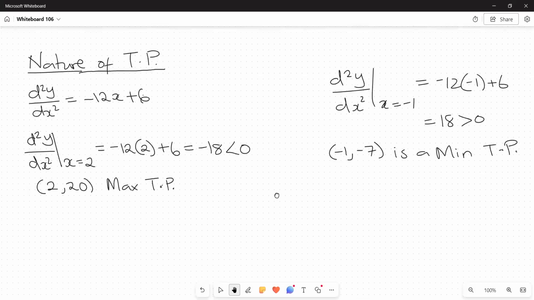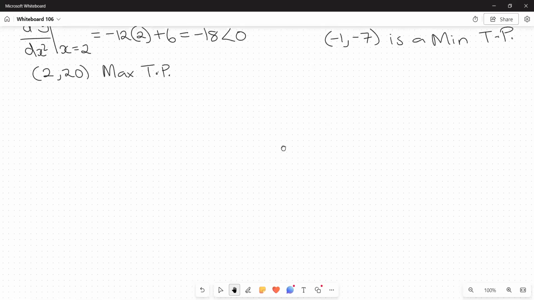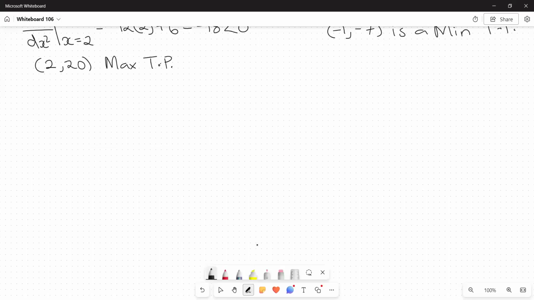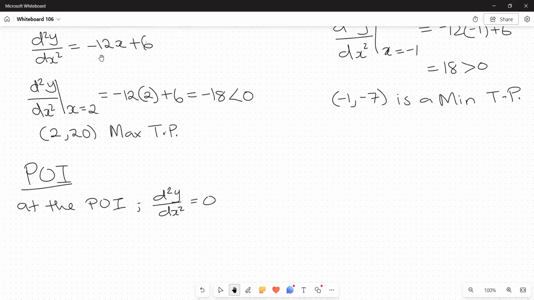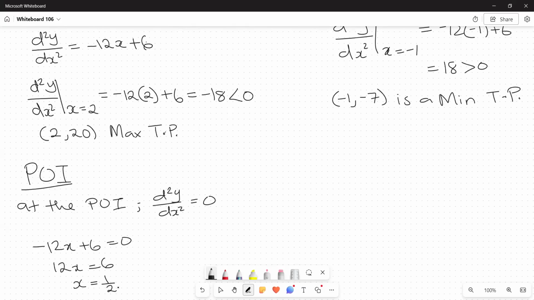Then the fourth step, because we have found the nature of our turning points, and none of them is a point of inflection. The next thing is to actually work out our point of inflection. We know that at the point of inflection, the second derivative is equal to 0. So we take our second derivative, equate it to 0, solve for x, and then solve for y. So -12x + 6 is equal to 0. So we have 12x is equal to 6. This means x is equal to a half.